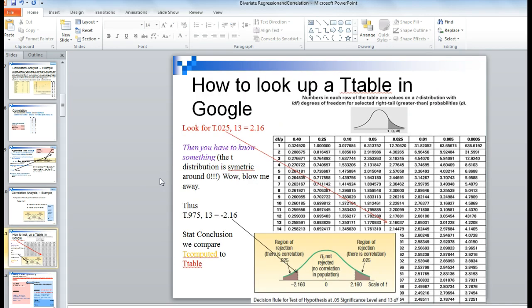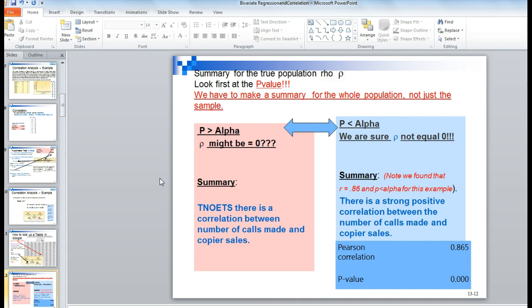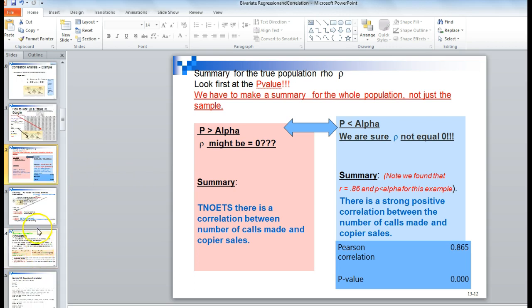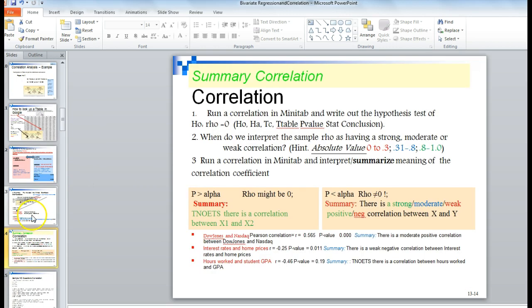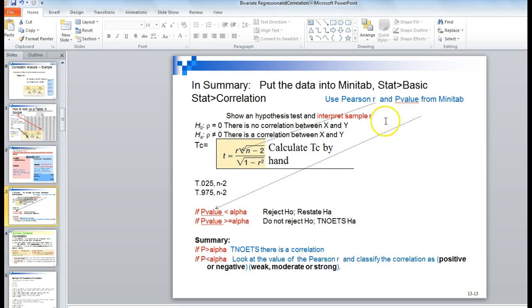All right. In this case, after our hypothesis test, let's look at the final hypothesis test real quick. H0: there's no correlation between sales and calls. HA: rho not equal to 0. Rho is a true population parameter, just like we had X bar versus mu. Rho is like a mu for a true population correlation coefficient. HA is rho not equal to 0.